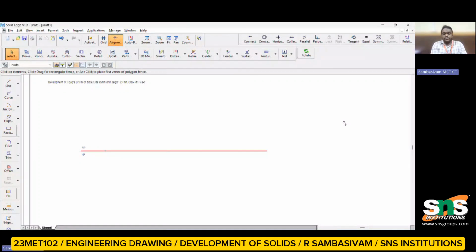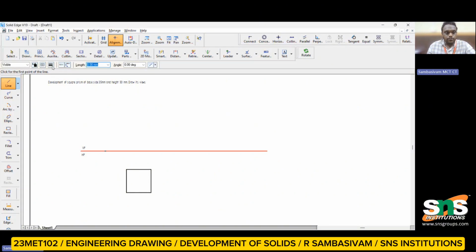I'd like to share this software where I have given the simplest of problems, the development of a square prism with a side of base 35 mm and an altitude of 50 mm. First I have to start the line. We have to cross-verify the dimensions, a 50 mm line. I'm going to mark this in dark color. From this the side is 35 mm. So the first side has been drawn. Then again 35 mm. Similarly, 35 mm connected to this 35 mm.